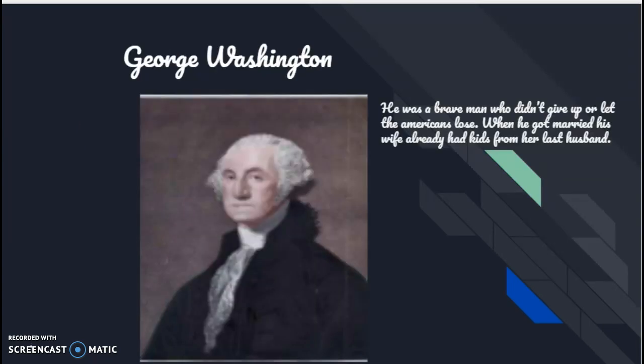George Washington. He was a brave man who didn't give up or let the Americans lose. When he got married, his wife already had kids from her last husband.